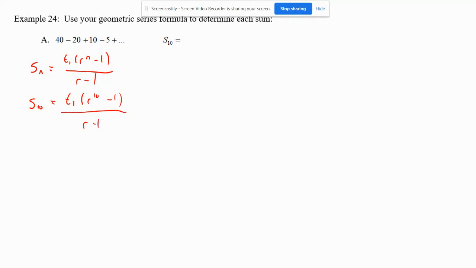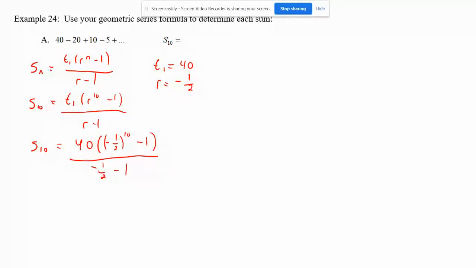So looking at this one over here, hopefully you guys can see that T1 equals 40. If I go 10 divided by negative 20, my common ratio is negative 1/2. And I could have gotten that by dividing any two consecutive terms like this. And really, guys, this is all we need for this formula now. S10 equals 40 negative 1/2 to the 10 minus 1 over negative 1/2 minus 1.